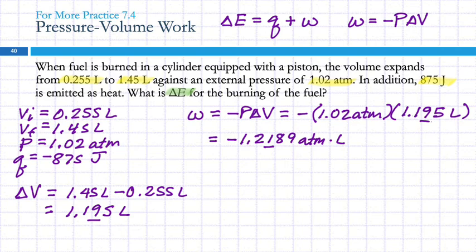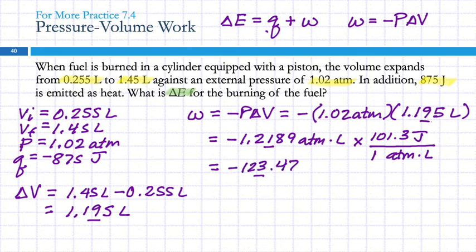So I'm going to take the work and add it to the Q. What's the unit on Q? J, joules. That means I need to convert this to joules. So I'm going to multiply by joules and divide by atmosphere liters. The relationship is 1 atmosphere liter is 101.3 joules. So I'm going to take that number and multiply by 101.3. Negative 123.47 joules.